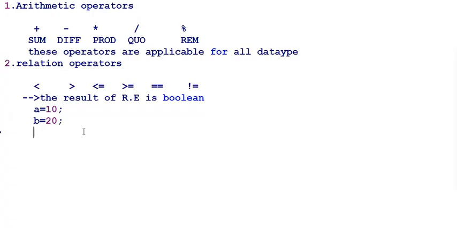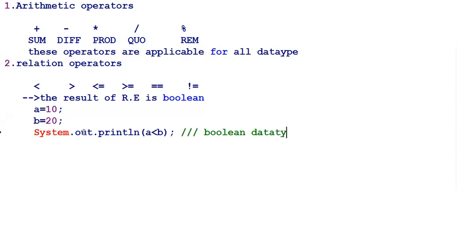So to understand, I would like to print the result of System.out.println of A less than B. It will always produce a Boolean data type result, which may be either true or false. Now 10 is less than 20, which is a valid statement, so the value will be returned as true.